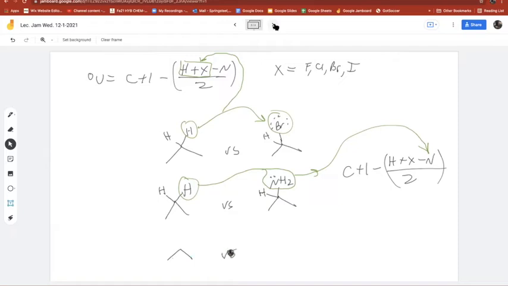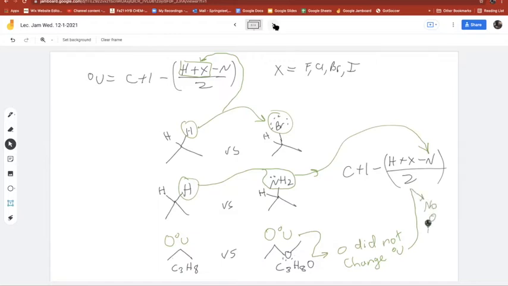And then finally, if I have this versus, if I put an oxygen in this molecule, they're C3H8 and C3H8O. Do you notice how they both have 0 degrees of unsaturation? So the oxygen didn't matter, and it's not in the formula. Kind of nice, right?